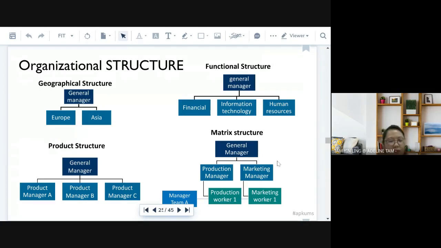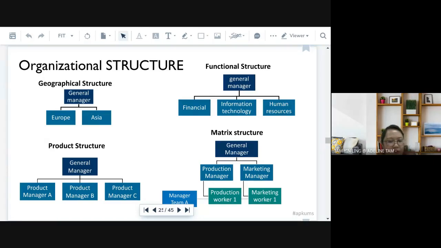So for matrix structure, it means that we combine more than one structure into a company. So if you look at a big organization like UMS, we have functional. We have this department that controls the money of the university, that is under function. For example, this person, or we call it treasurer, or accountant in the company. This is in charge of the money.